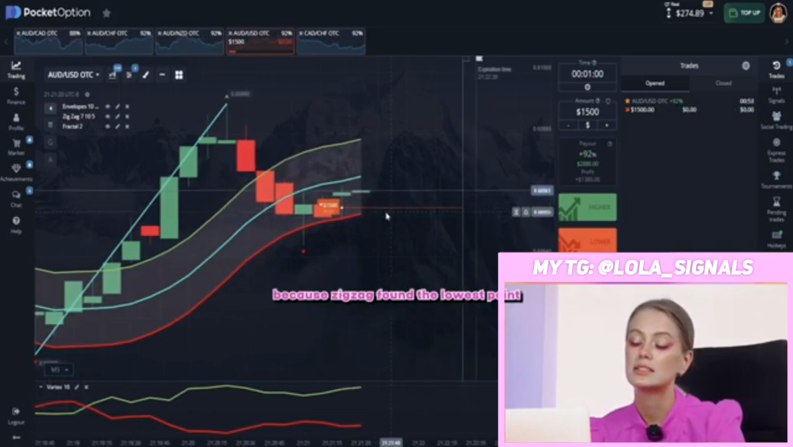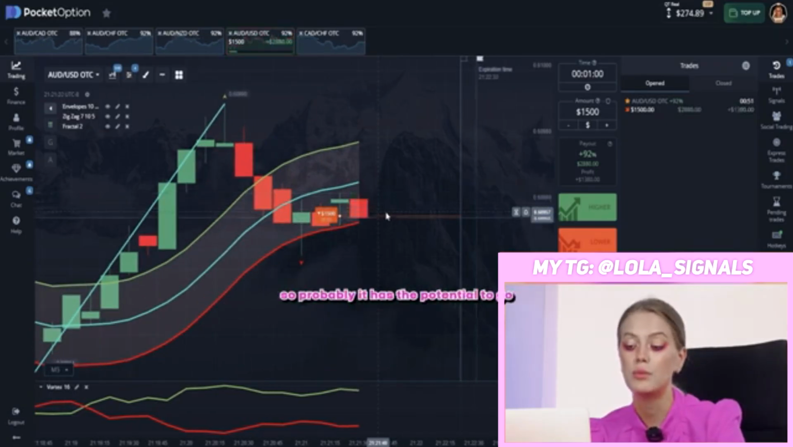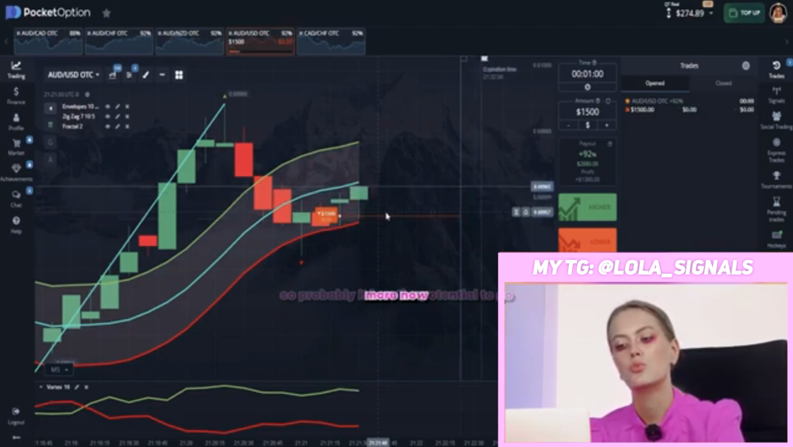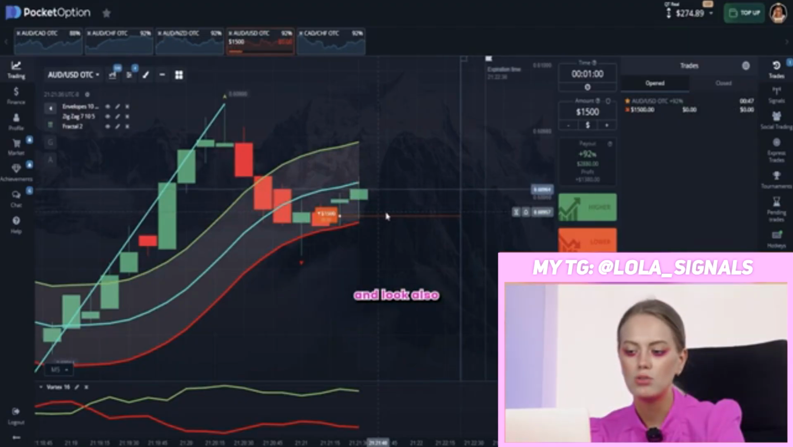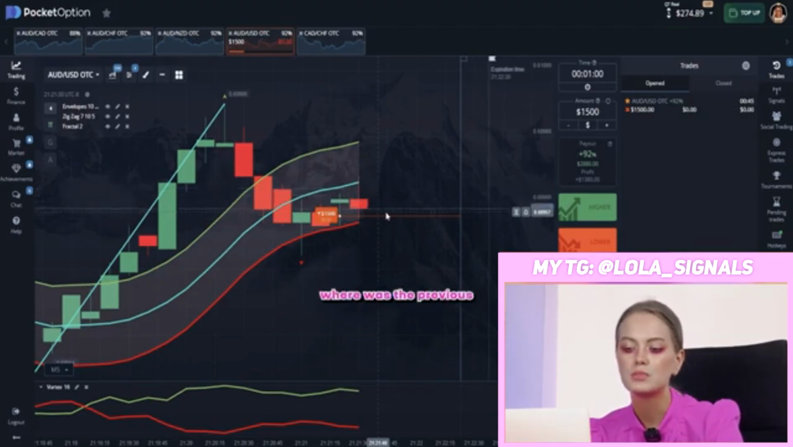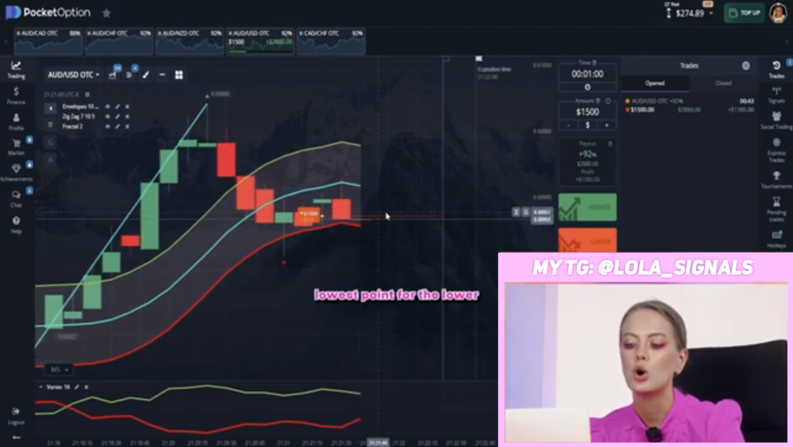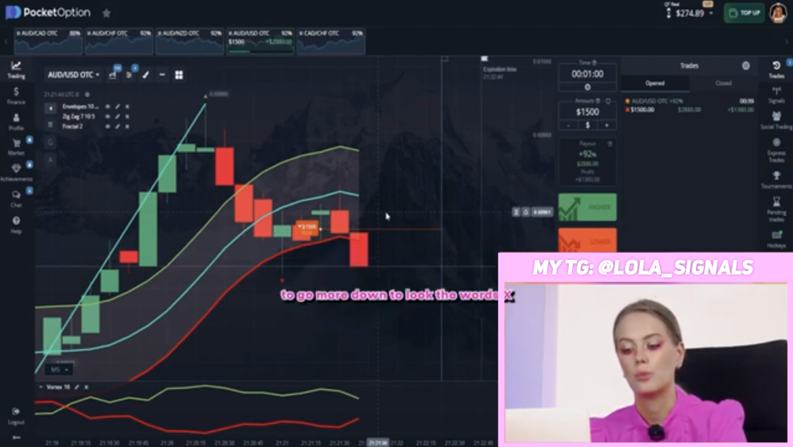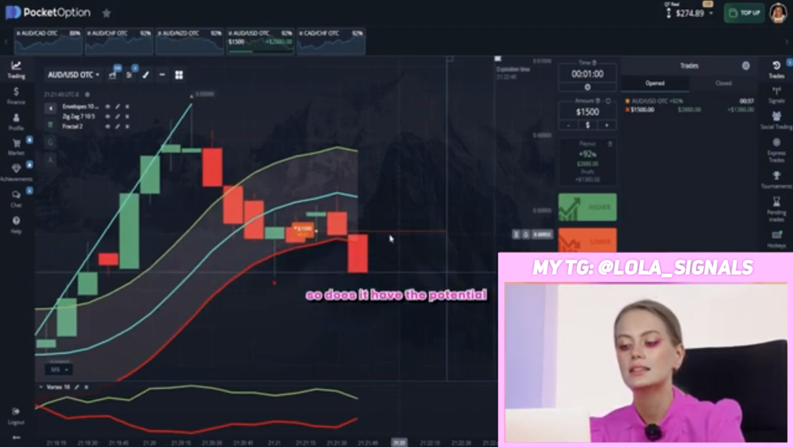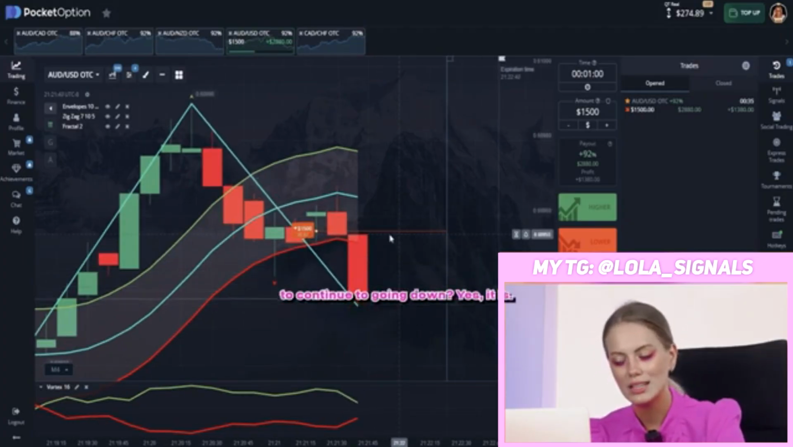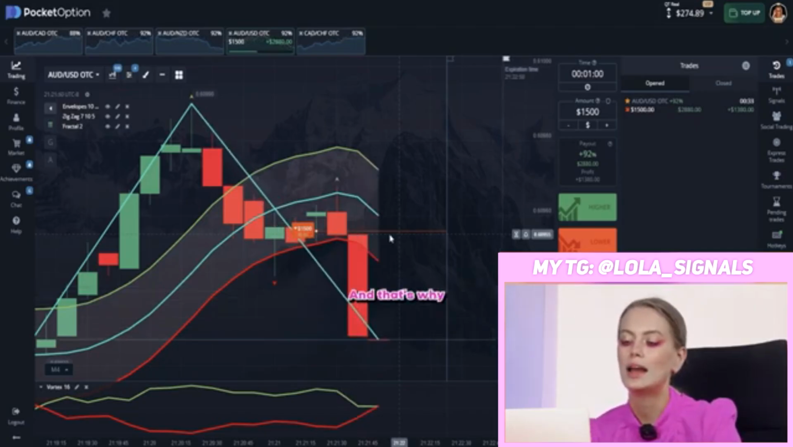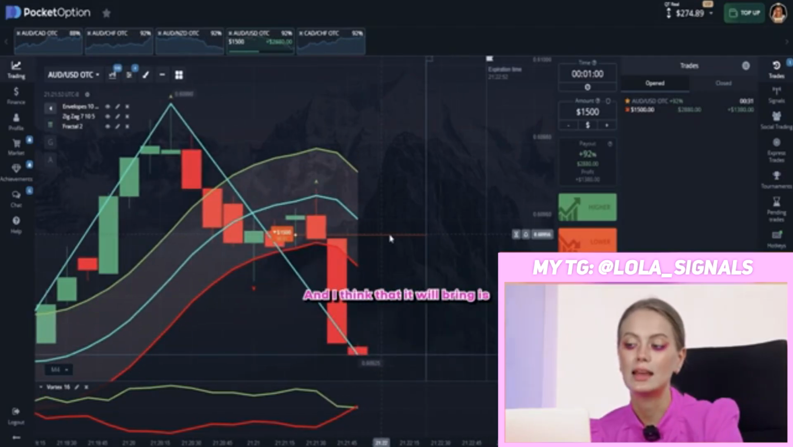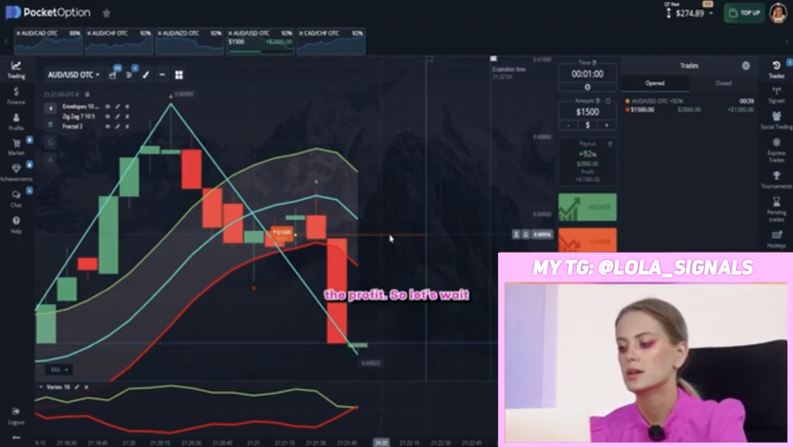For the first, because zigzag didn't find the lowest point. So probably it has big potential to go more down. And look also, where was the previous lowest point? Lower. So probably it has big potential to go more down. Look at the vertex also. Does it have the potential to continue going down? Yes, it does. And that's why I made my bet in this case, and I think that it will bring us the profit. So let's wait.